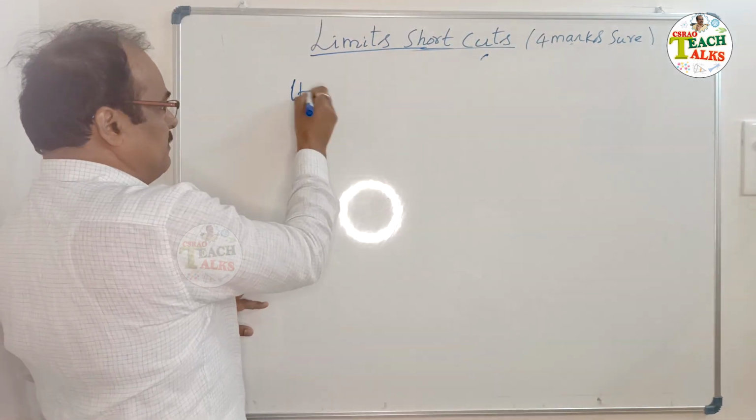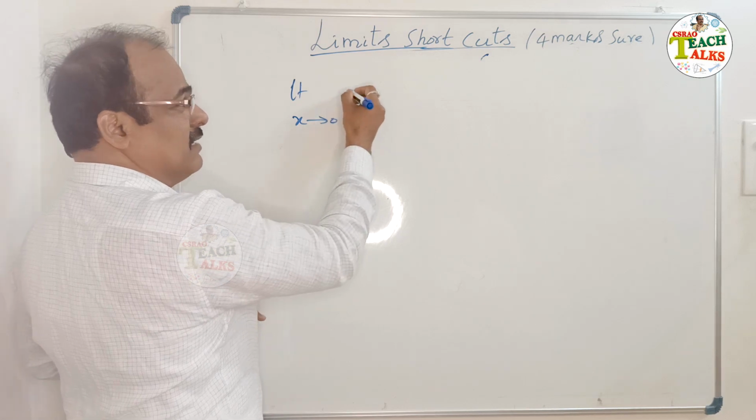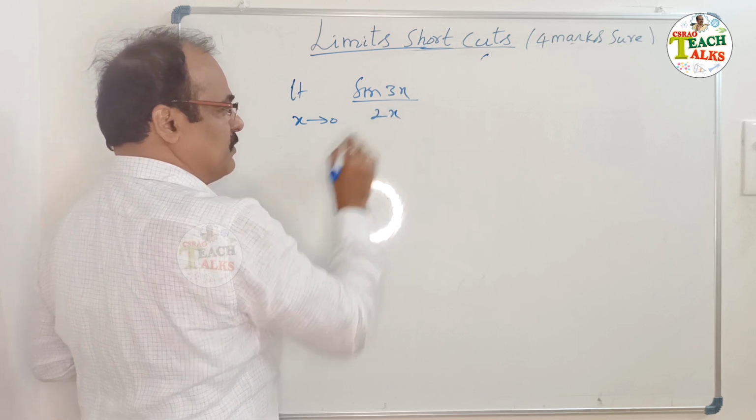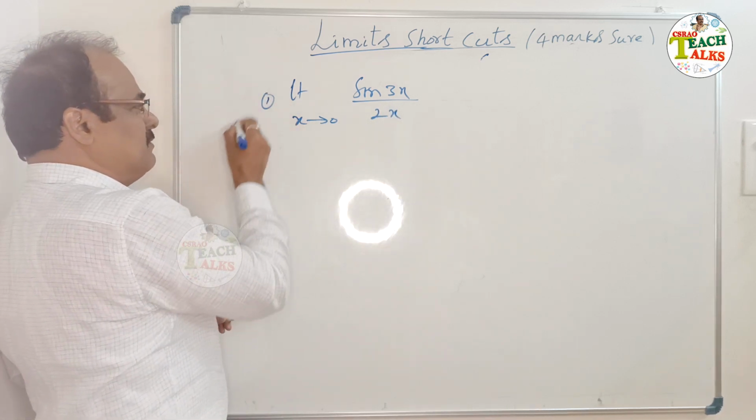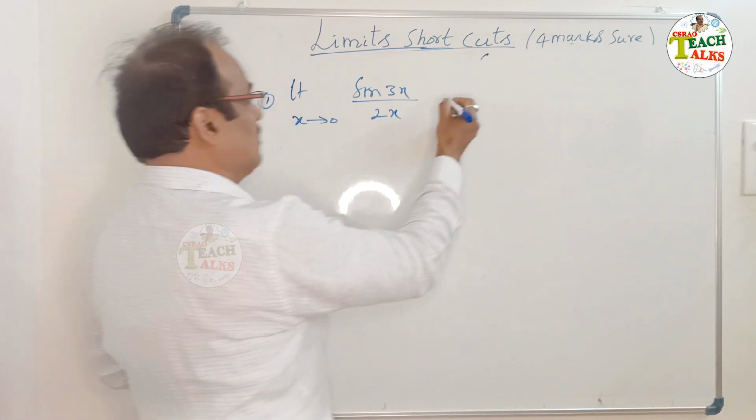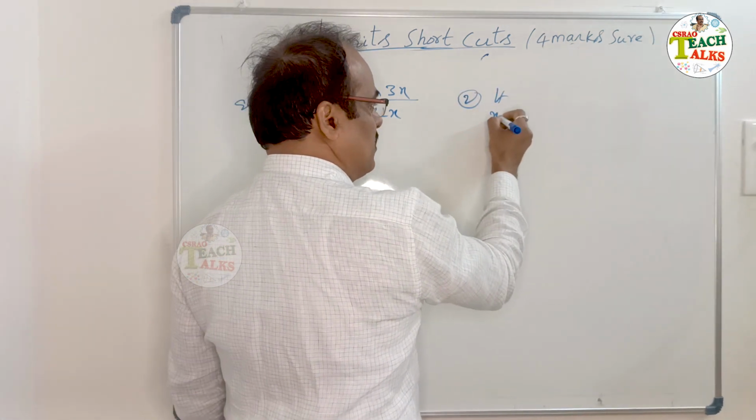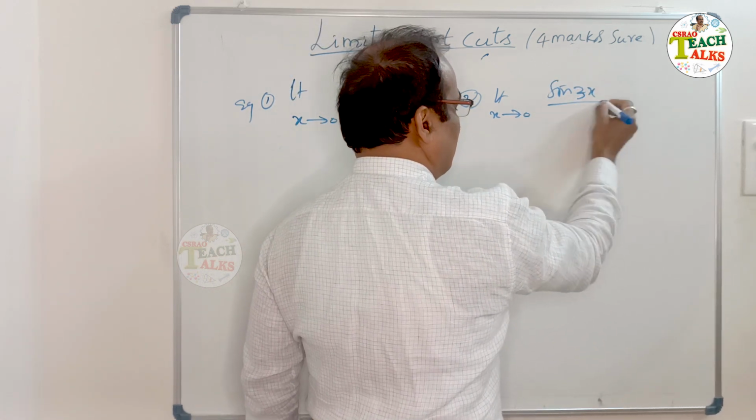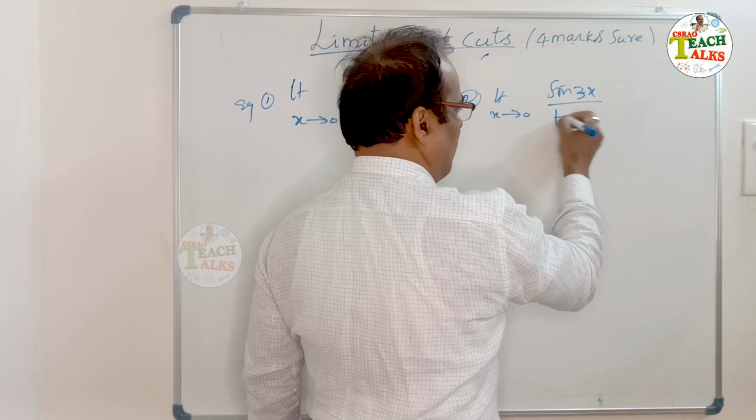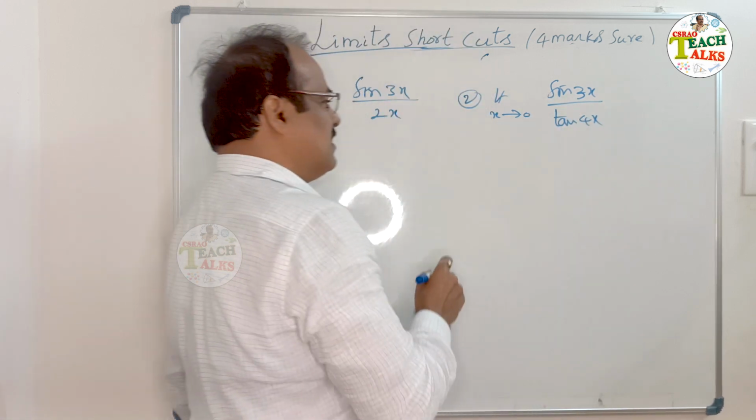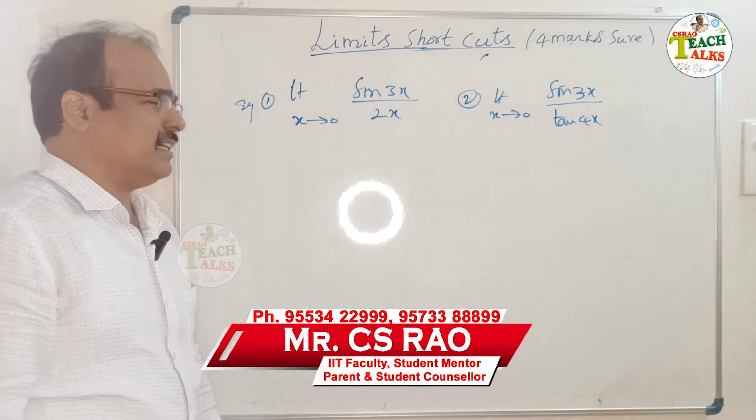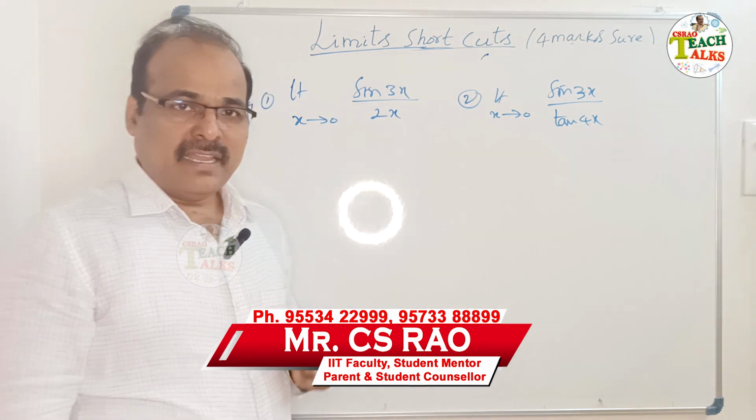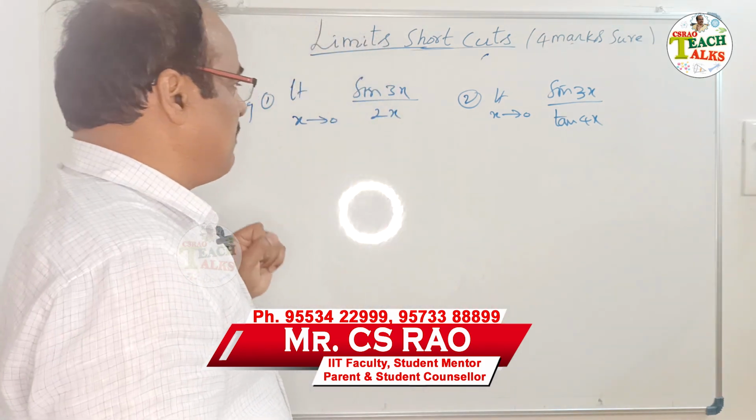Limit x tends to 0, sin 3x by 2x, suppose. This is one example. Shortcut, how can we do the shortcut? Here, limit x tends to 0, sin 2x by tan 4x, suppose. How can you answer this type of question? This type of question appears in BITSAT and local engineering colleges. It is easy to do this type of problem directly.